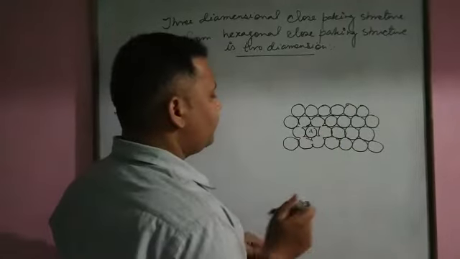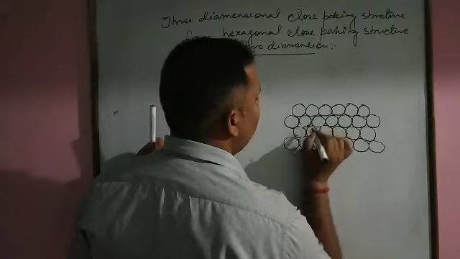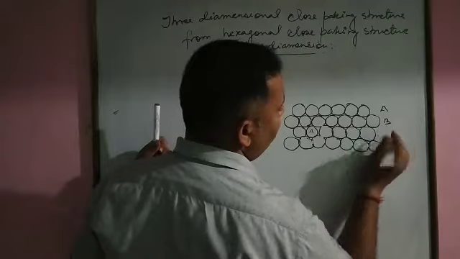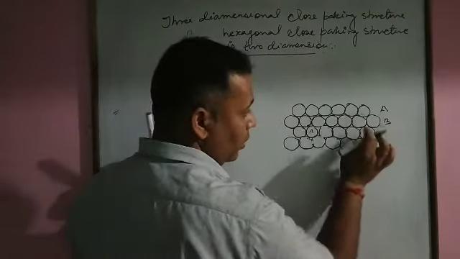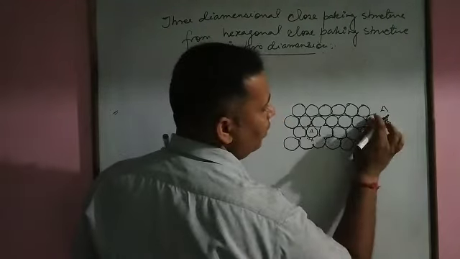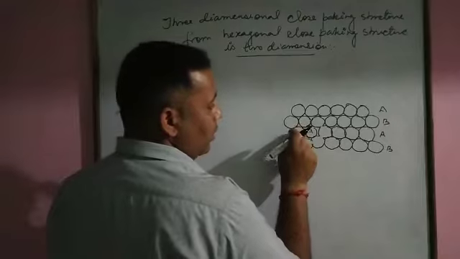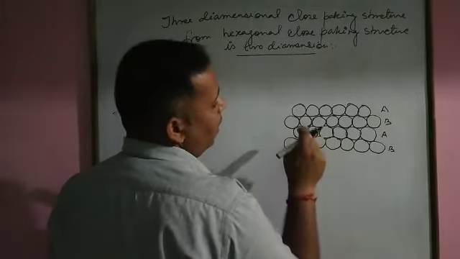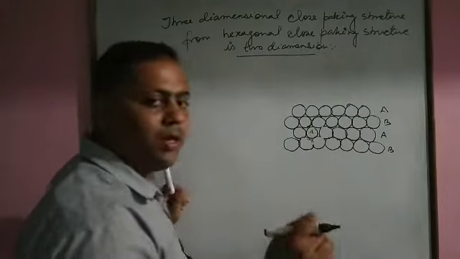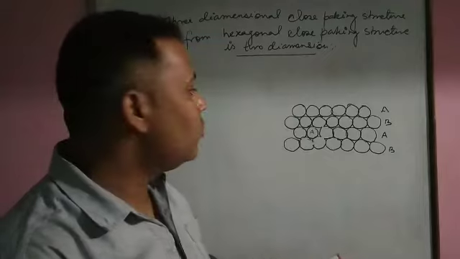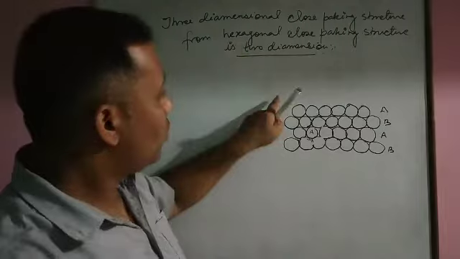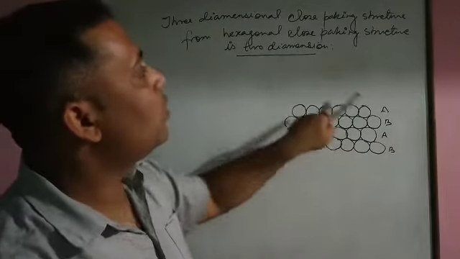How do we arrange the atoms? The first row is A, the second is B. The third row is identical to the first row, so it is A again. The next is B, identical to the second row. We see that the third row is identical to the first row, and the fourth row is identical to the second row. That's why it is known as AB type. We have to form a three-dimensional close packing structure from the two-dimensional hexagonal close packing structure.